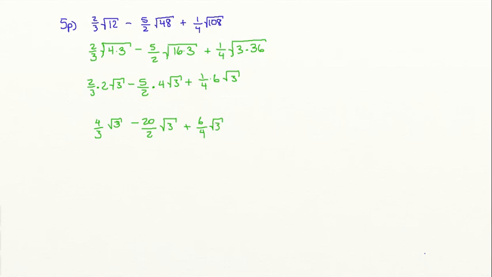Okay, so we can add these together, so our answer will be something root 3. We have fractions though, so we have fraction rules to think about. So we have 4/3 minus 20 over 2, which is 10, plus 6 over 4. Let's reduce that. That would be 3 over 2. Okay, it looks like a common denominator will probably be a 6.